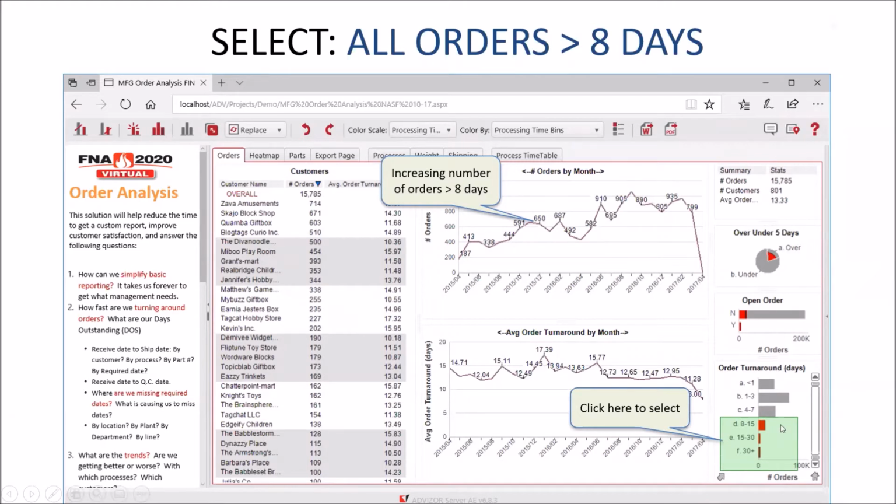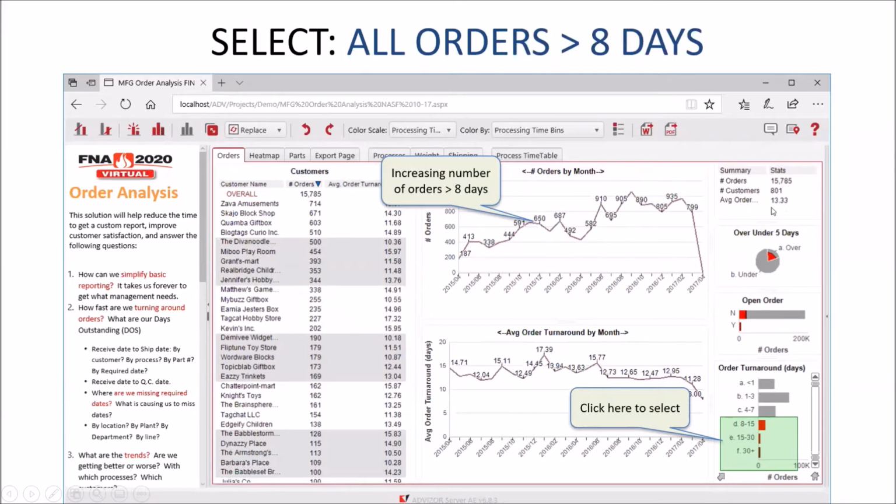So, you can sort of see the distribution. 1 to 3 is the biggest number of orders, and then it falls off. But there's a bunch of them. So I took the mouse, I swept over these. There are 800 customers with 16,000 orders with an average order time of 13 days. And these are all the ones over 8 days.